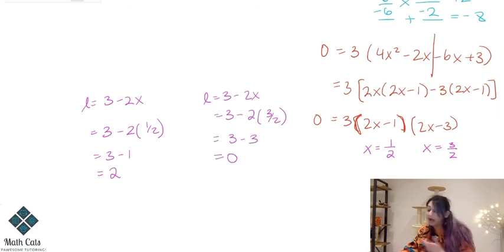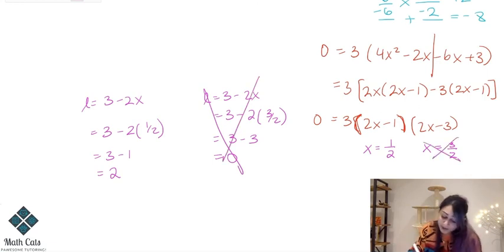But if you plug in the other one, 3 minus 2 times 3 over 2, that's 3 minus 3, which is 0. Can you have a length of 0 in order to have a box? No, then you have no box, right? So obviously the answer is not that one. So it's got to be this one.